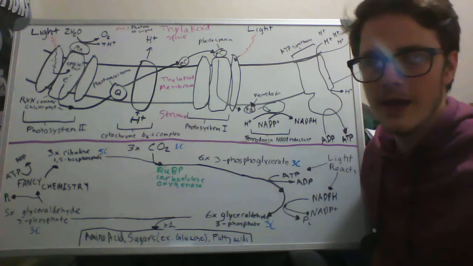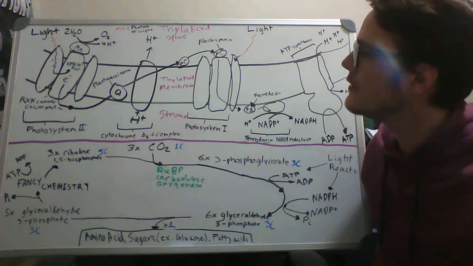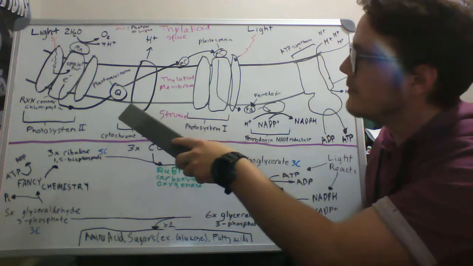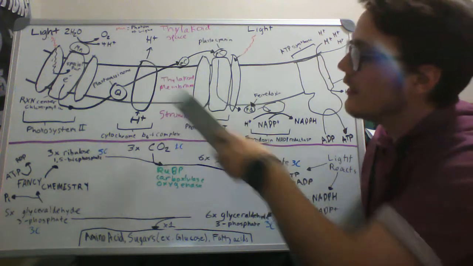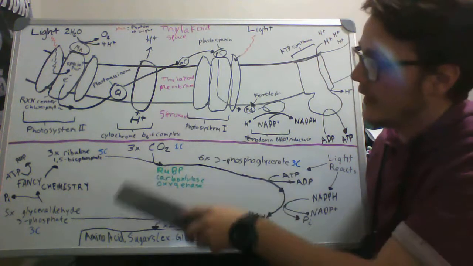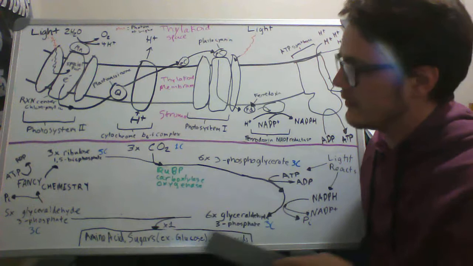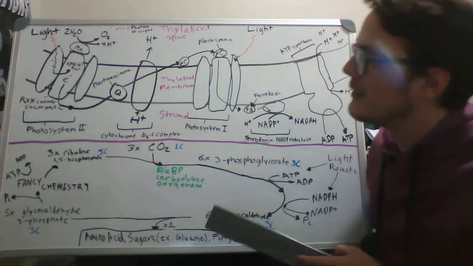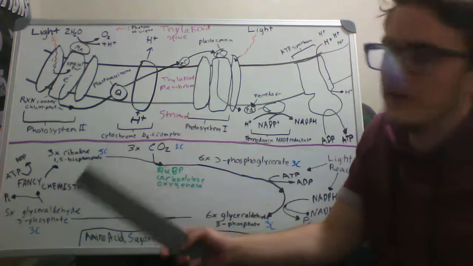photosynthesis lab presentation. So over here at the top we have the light reactions, or the light dependent reactions, and over here at the bottom we have the light independent or the dark reactions, or the carbon fixation cycle, or the Calvin cycle. And we're going to start over here with the light reactions.